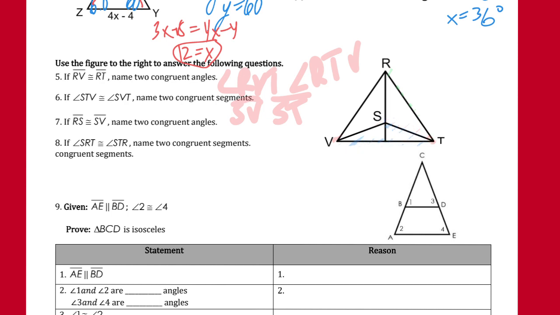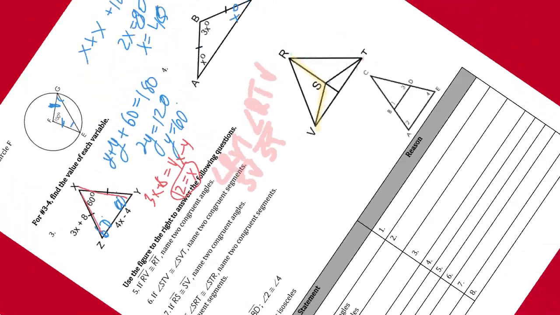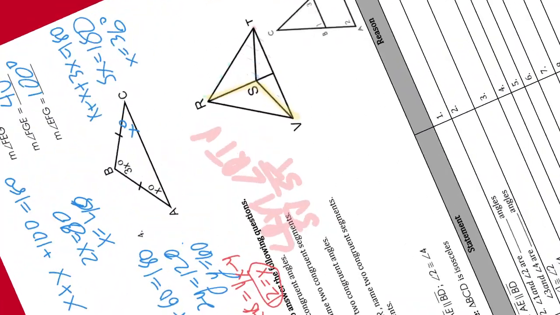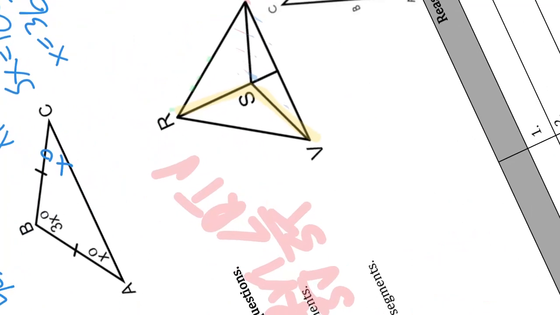How about what if we've got RS and SV that are congruent? So RS and SV. Turn the paper. If those two are congruent, what two angles have to be congruent to each other? And that would be this angle here and this angle right there.